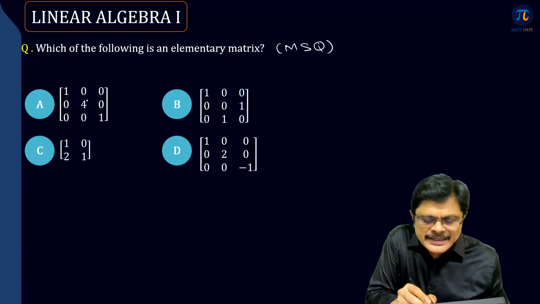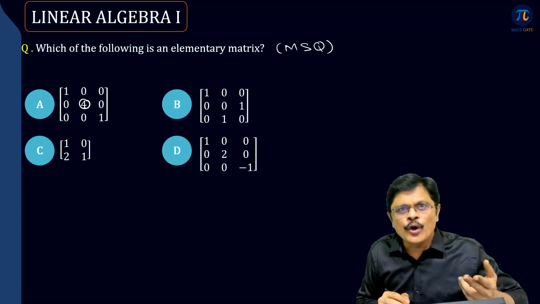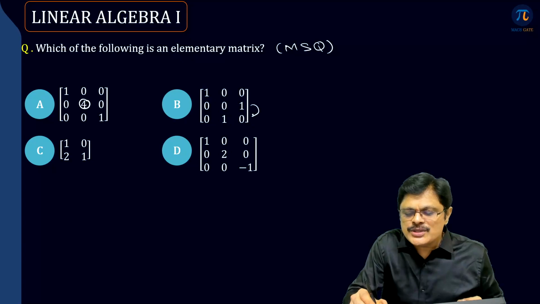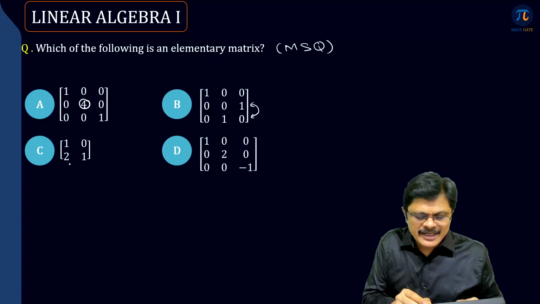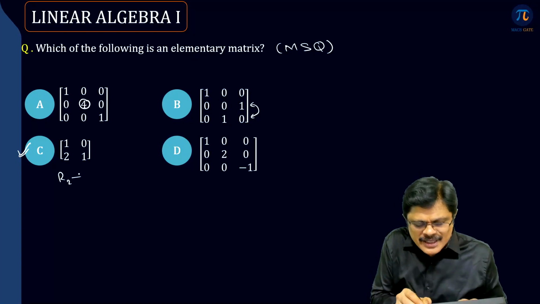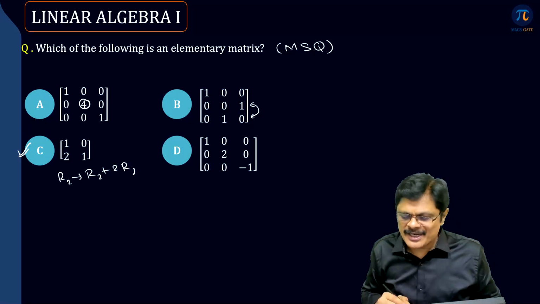So here you can see only this element is changed. It is obtained by either a second row or second column operation. Here, what happened? The second and third rows are interchanged. So it is also an elementary matrix. This is also an elementary matrix, my dear friends. Here it is R2 equals R2 plus 2 times R1. It is also an elementary matrix.